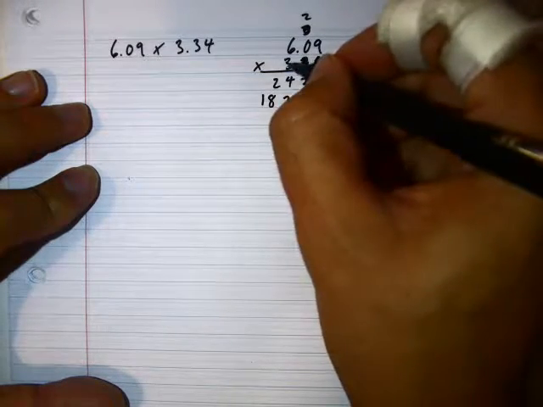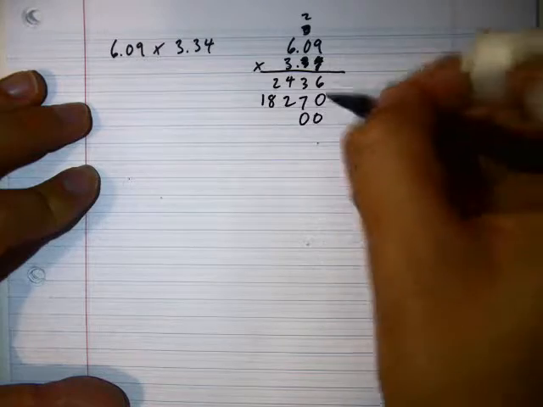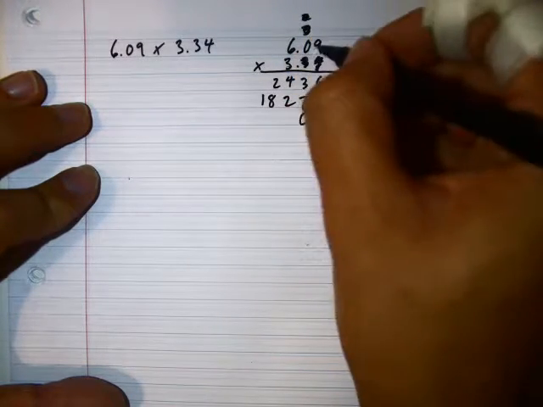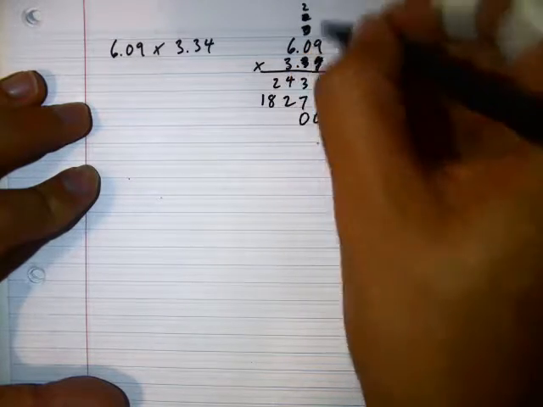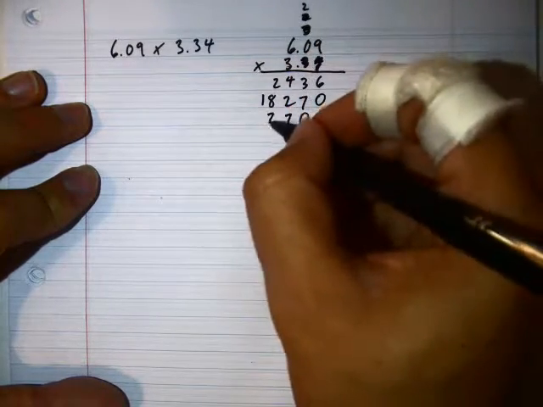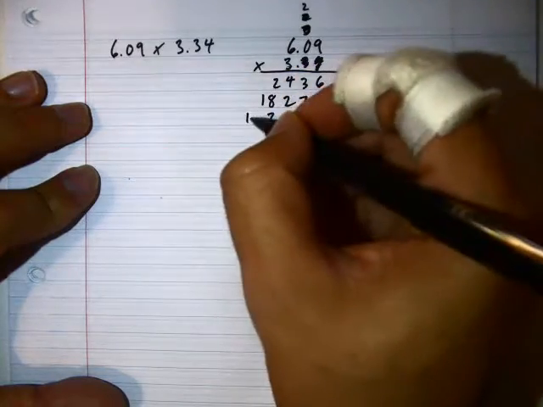And lastly, let's do our 3. I have to put 2 zeros down here to represent these 2 numbers I blacked out. 3 times 9 is 27. 3 times 0 is 0, plus 2 is 2. 3 times 6 is 18.